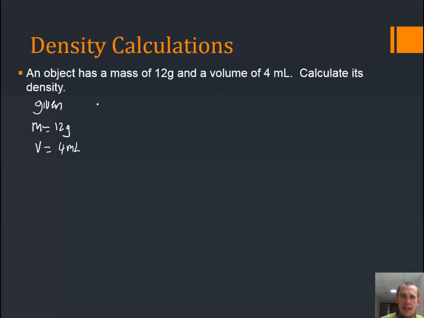Now, calculate its density. So what I'm given is that. What I want is density, D. That's my question mark. So I know all my information and I know what I want. Then I have the relationship. Okay. Well, what's the relationship between mass, volume, and density? Well, density equals mass divided by volume. So this would be 12 divided by 4, which equals 3.